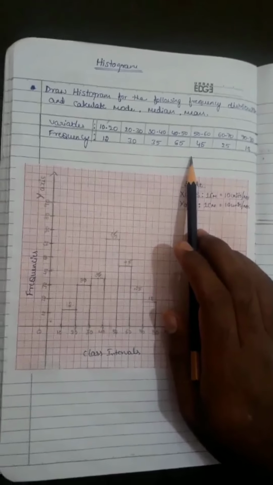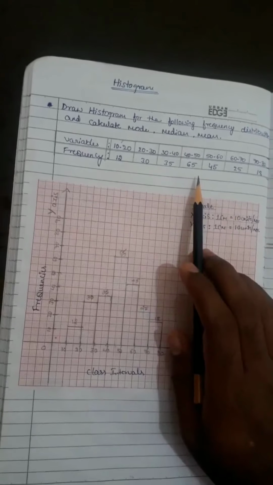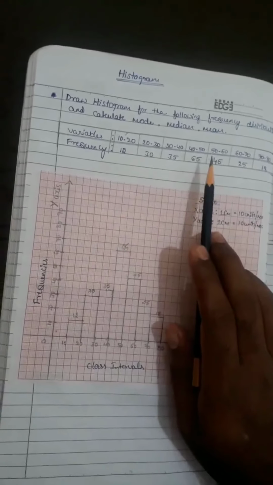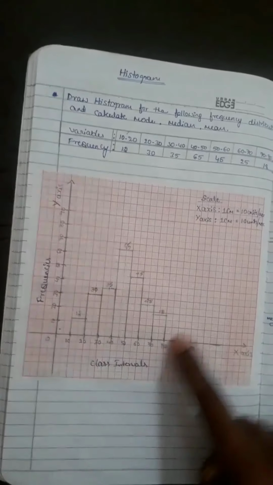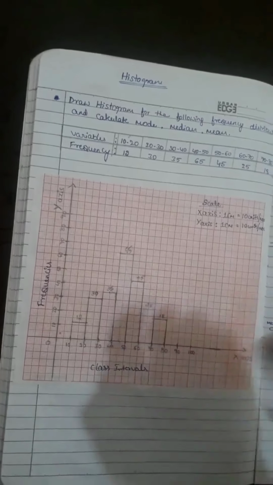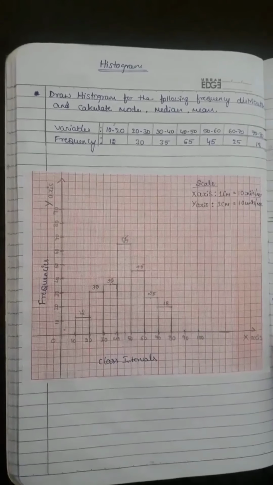See, the frequencies are normal frequencies. It is not cumulative frequency. If they have given cumulative frequencies in the question, then you have to convert them into normal frequencies, and then you have to do this graphical presentation. See, this is a graphical presentation. I will show you how to do this.